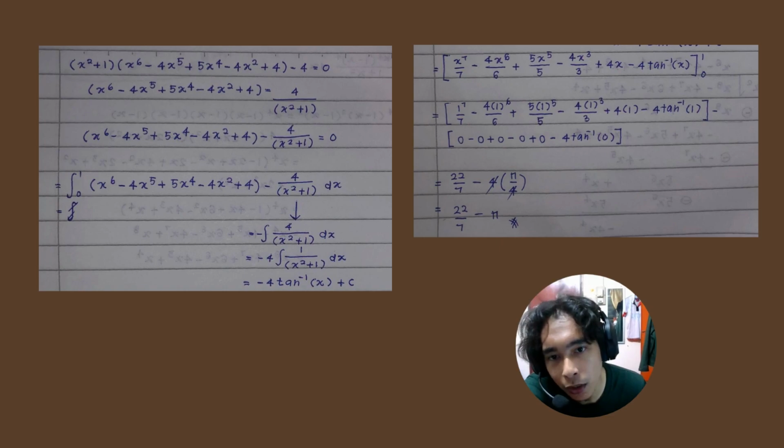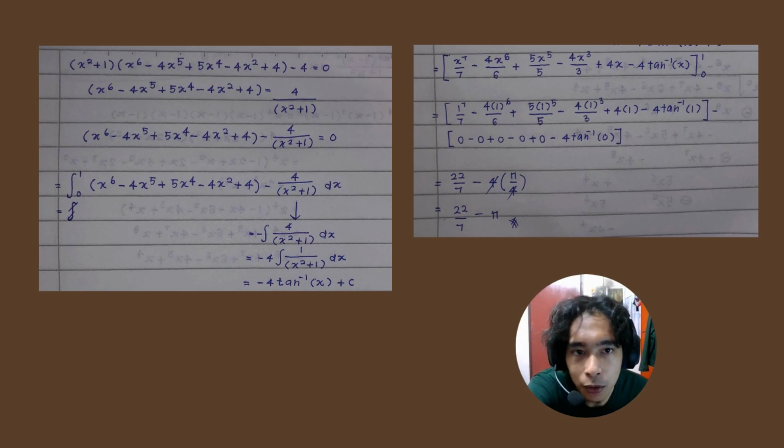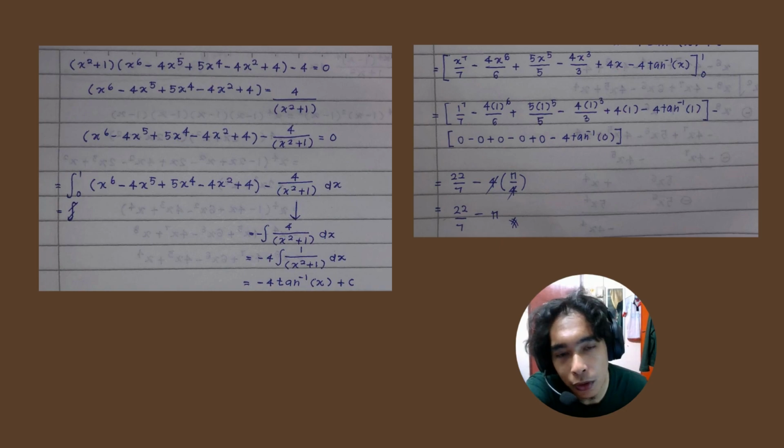1 over x to the power of 2 plus 1. As we can see, we can turn it using the properties from inverse trigonometric. So it will be negative 4 tan inverse x plus c. After doing all of that, we can change the value of x to 1 and 0, then subtract. Then we will get the answer for this question, 22 over 7 minus pi. That's all from me. Thank you.